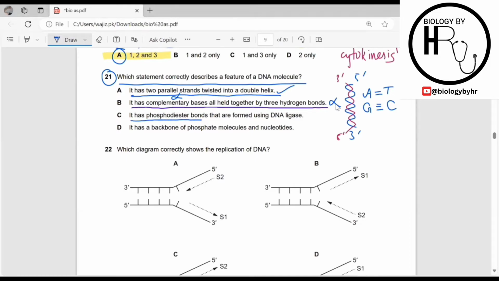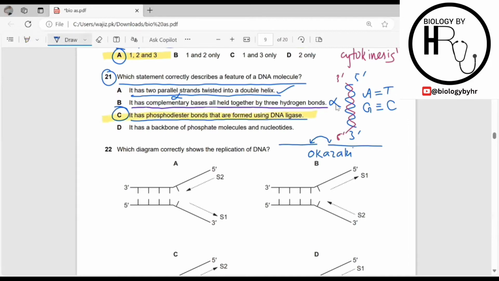Option C: it has phosphodiester bonds that are formed using DNA ligase. Absolutely, we have studied that the DNA ligase enzyme joins the Okazaki fragments to form a complete strand. For example, these are the two lagging strands which were formed by the DNA polymerase, and then these two lagging strands, or Okazaki fragments, are joined together by the DNA ligase enzyme. So hence the answer over here is option C.